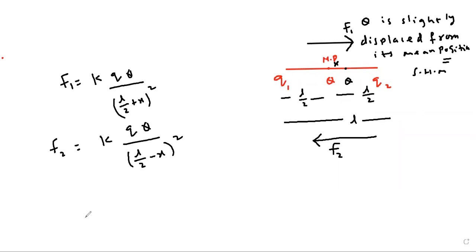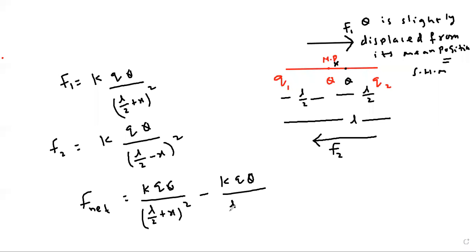Now apply F net. F net is equal to F1 plus F2, that is, KQq by (L/2 plus x) whole square minus KQq by (L/2 minus x) whole square. F1 is in this direction and F2 is in this direction, that's why I'm taking minus. Right side vector is positive, left side vector is negative. Simple logic.